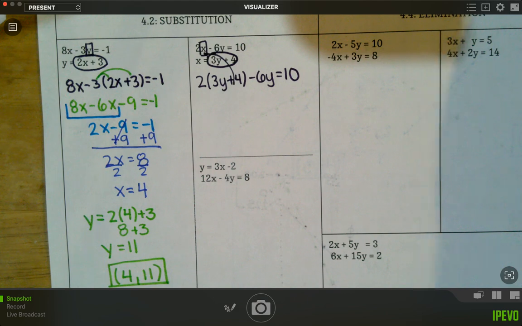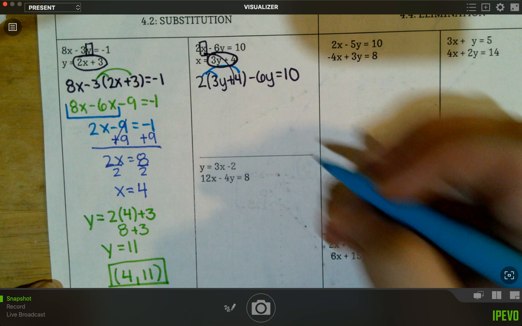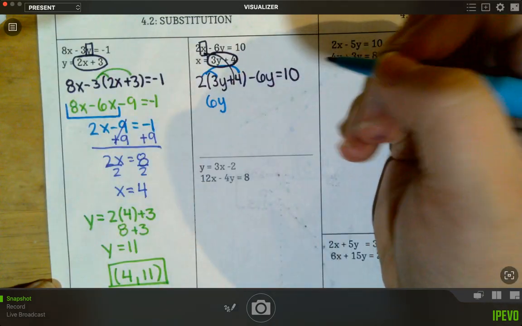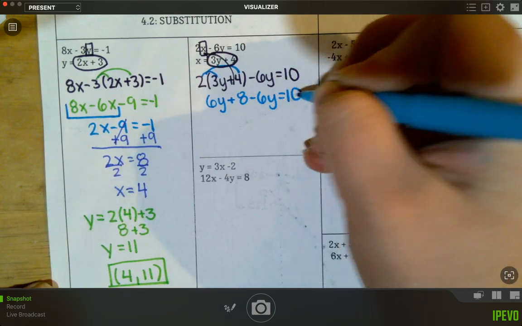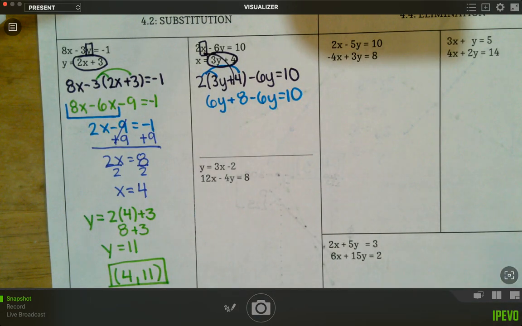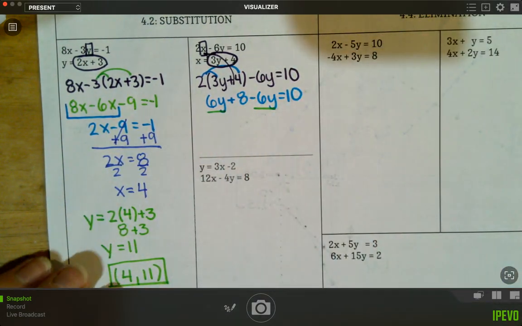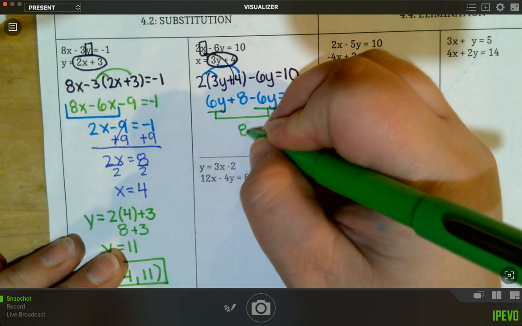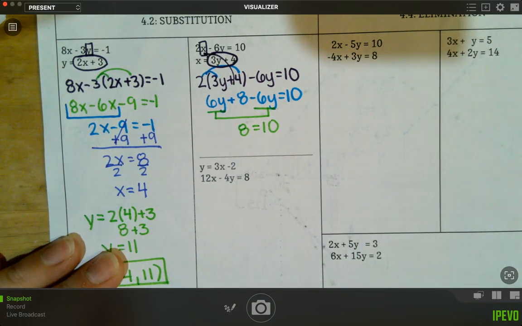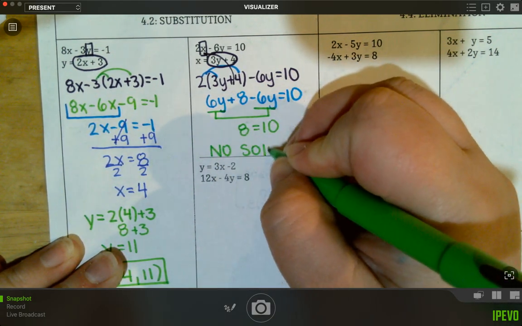Now we're going to distribute. 2 times 3y is 6y. 2 times 4 is 8. And then we need to combine our like terms. But 6y minus 6y, that's 0. So those go away and we have no variables left. So this is where we have to decide, does 8 equal 10? No, those aren't the same number. So this is a no solution.